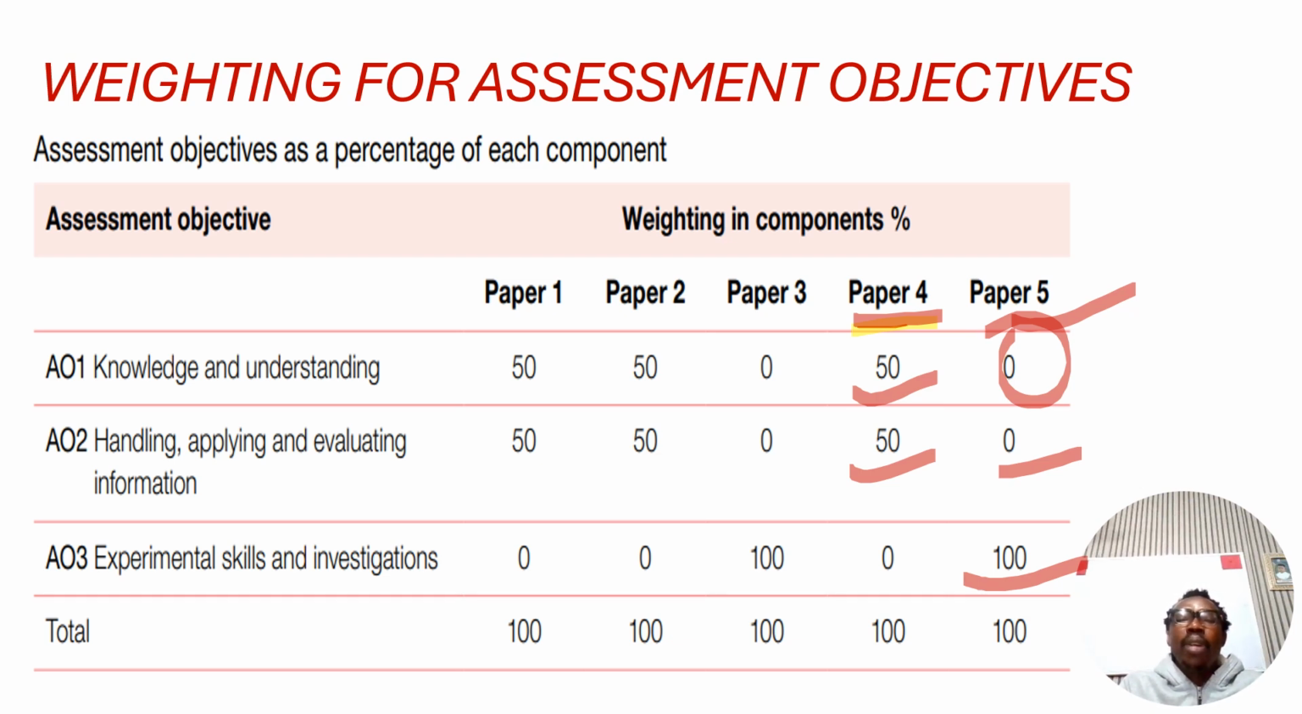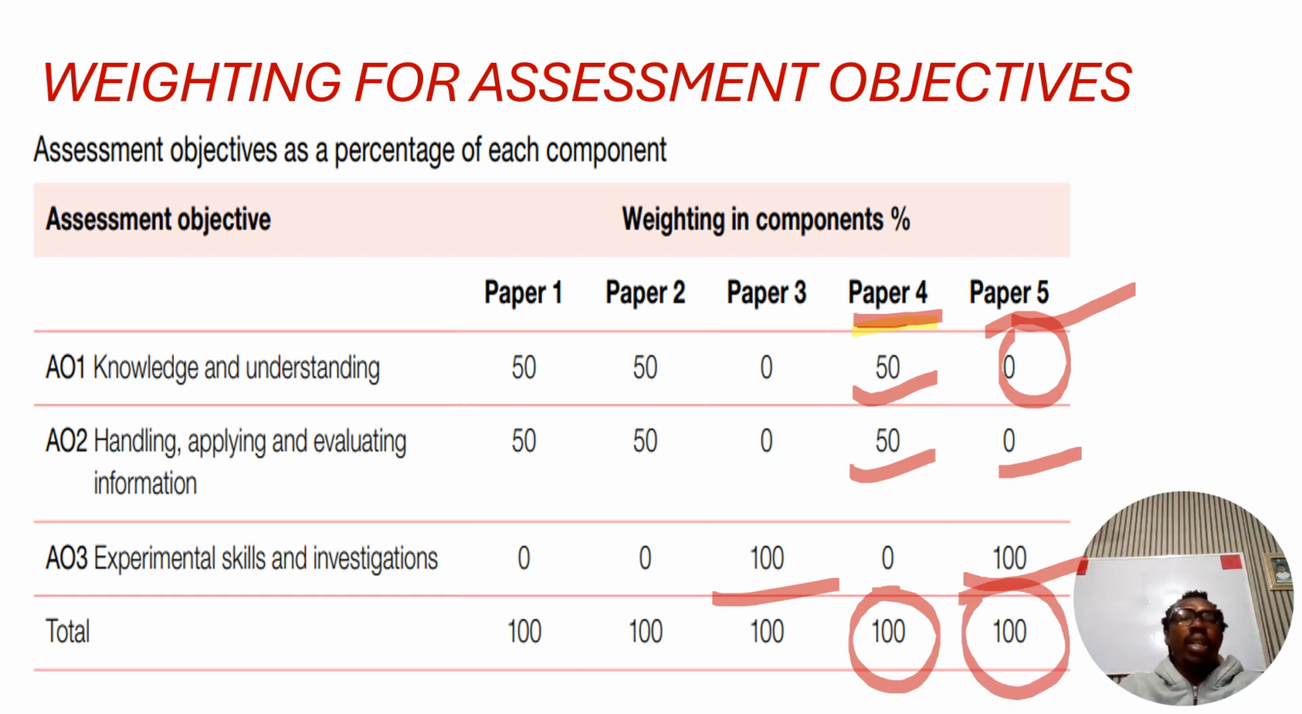In your AS, experimental skills and investigation was only tested in paper 3, which is 100%. So if you look at it, in paper 4, knowledge and understanding, and handling, applying, and evaluating information are tested. If you add everything, 50 plus 50 gives you 100%. Then assessment objective 3, experimental skills and investigation, is only tested in paper 5 for A2 students, which is 100%. So please, I want us to take note of that.